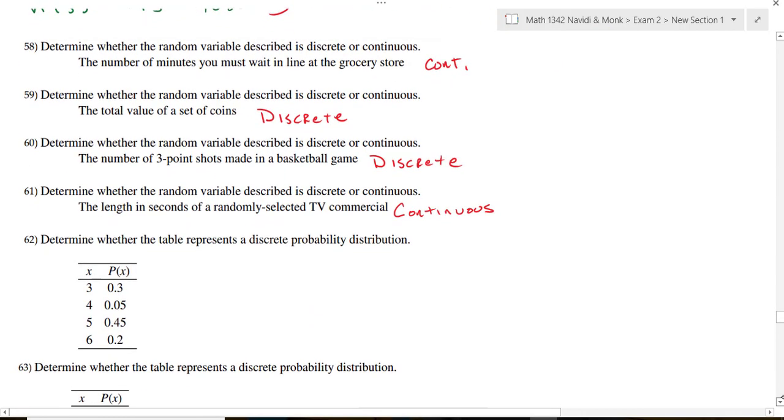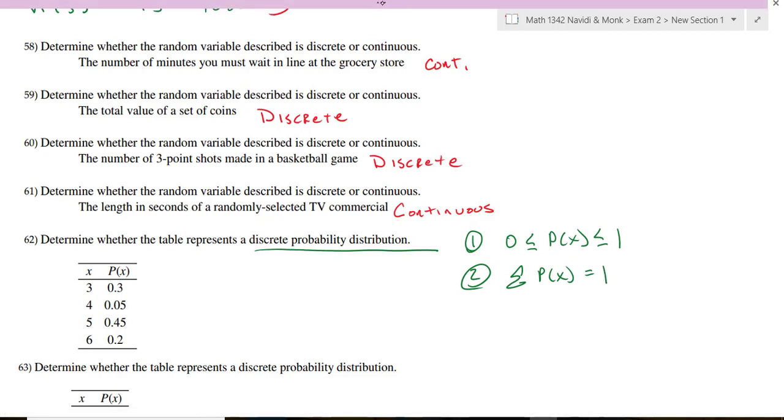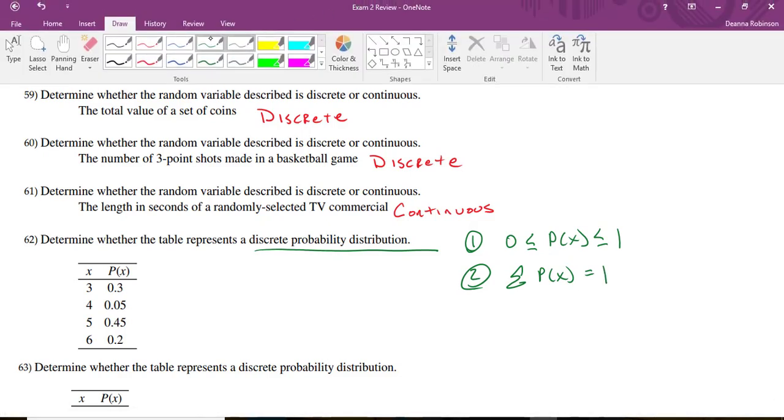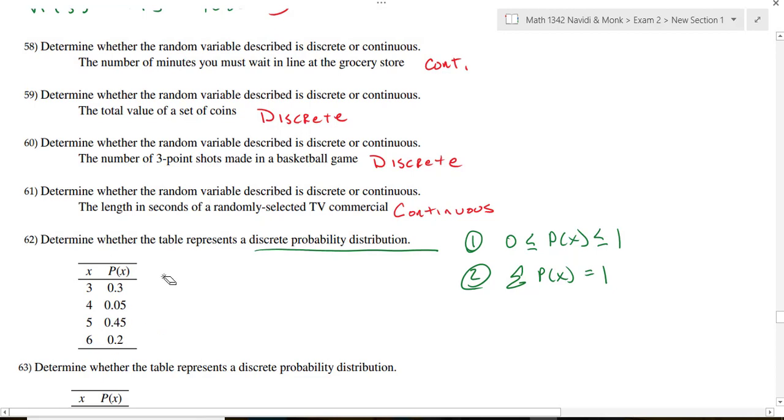Number 62. Determine whether the table represents a discrete probability distribution. In order for it to be a discrete probability distribution, there are two conditions that have to be satisfied. First of all, your probabilities have to be between 0 and 1. Second of all, the sum of all of the probabilities has got to be equal to 1. Knowing that those two conditions must be satisfied, does this represent a discrete probability distribution?